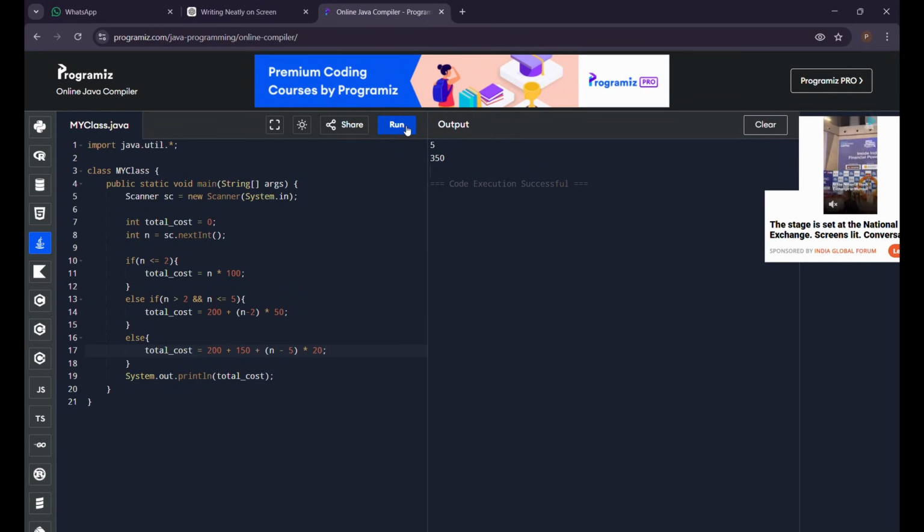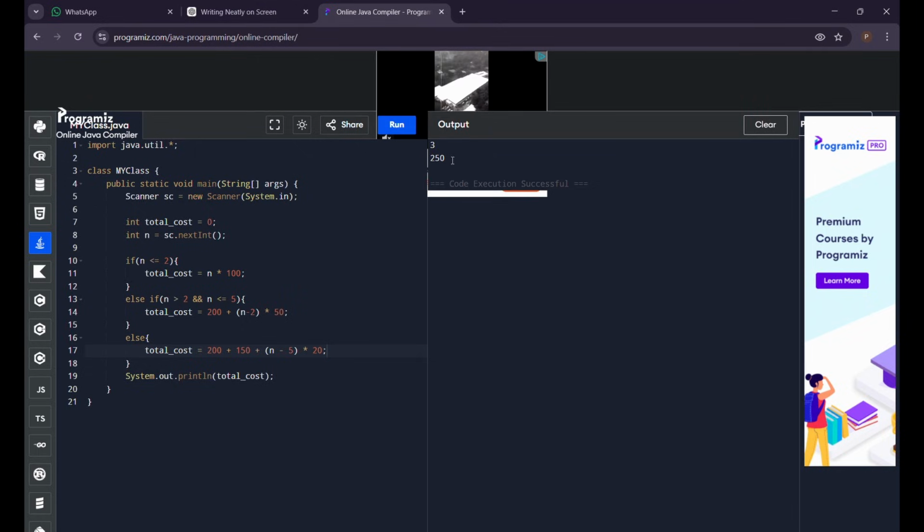So let me run it for you once. Let me give the input 15. See, we got the output as 370, correctly. Let me give another input. Let me give 3. See, the output is 250 rupees. So this program is correctly calculating our price.